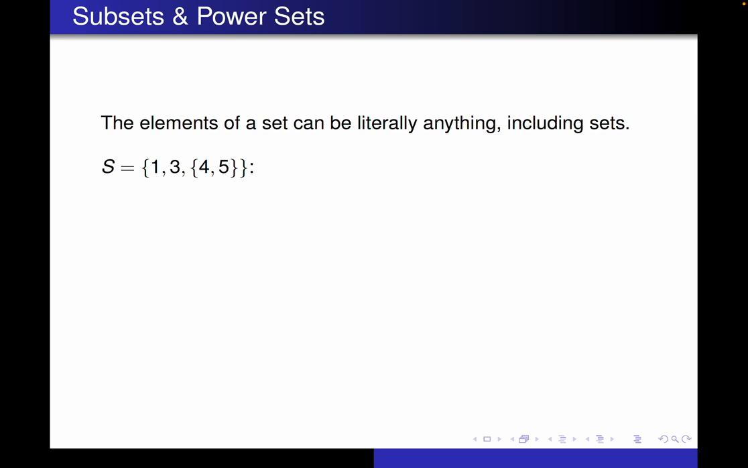Here is a set S that has, well, it looks like that set S has 4 elements. What, right? 1, 3, 4, and 5. But it actually only has 3 elements. So let's see if we can understand this a little bit.